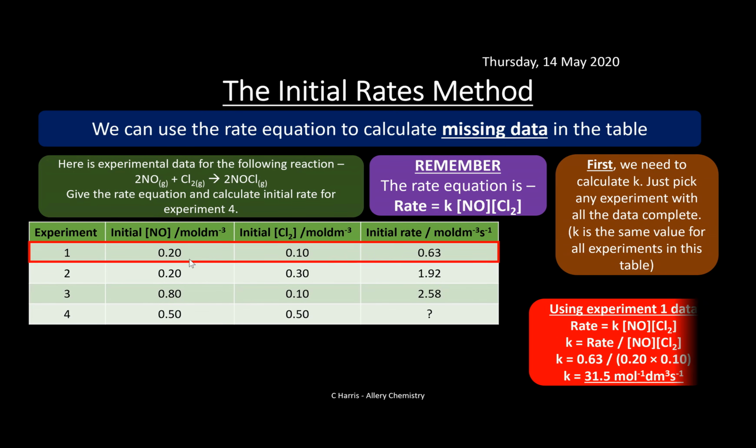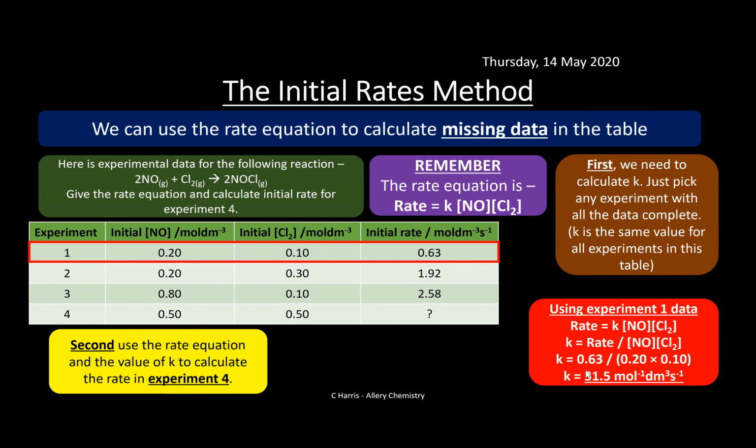Let's pick experiment 1. And using the data in experiment 1, we're going to put all the numbers in there and work out k. So we've got rate equals k, concentration of NO, concentration of Cl2. We rearrange that to make k the subject. So k equals rate over [NO][Cl2]. Put the numbers in, and k equals 31.5 mol^-1 dm^3 s^-1. Okay, so this is the units for k. So we've worked out k.